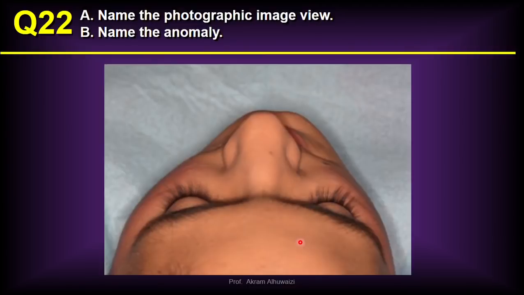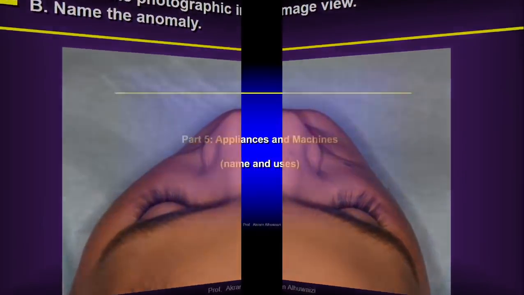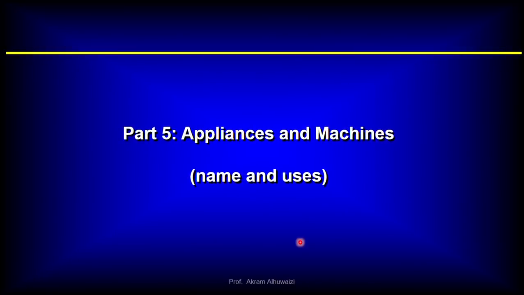Name the photographic image view. It's a bird view or a top view. Name the anomaly. It's shifting of the mandible to the right side or asymmetry of the face. The fifth part is appliances and machines.